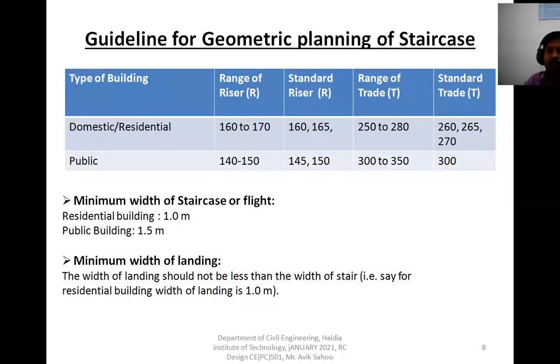Now the geometric planning of staircase is very important. So how the staircase is planned, how the planning of staircase is developed, that you have to understand, and the guideline you have to follow. First you plan the staircase, after that you design the staircase. So planning is very important.